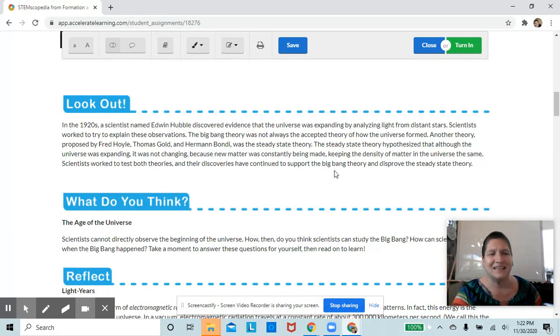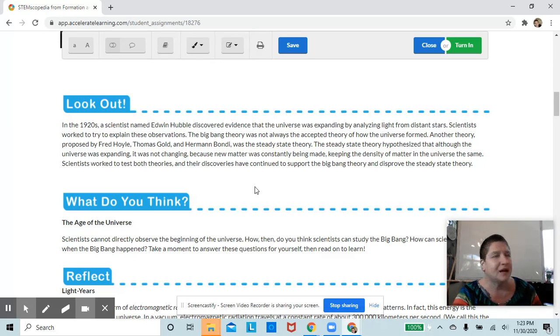In the 1920s, a scientist named Edwin Hubble, Hubble Telescope, named after this dude, Hubble. Remember that, might be a test question. In the 1920s, a scientist named Edwin Hubble discovered evidence that the universe was expanding by analyzing light from distant stars. Scientists worked to try to explain these observations.